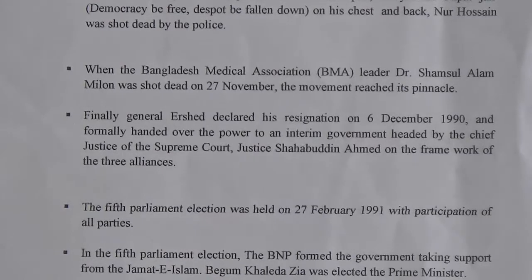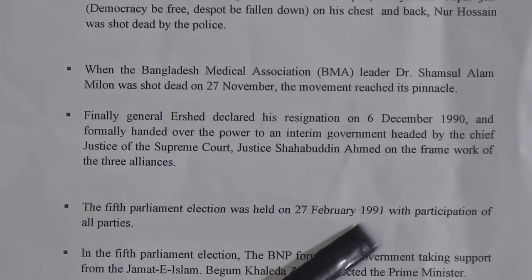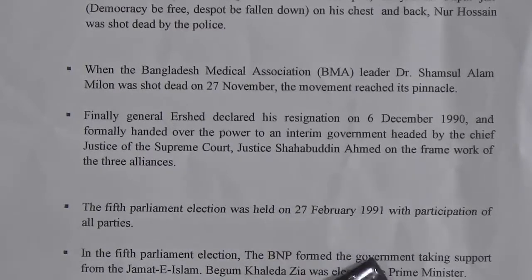After this, the 5th Parliament election was held on 27 February 1991 with participation of all parties. In the 5th Parliament election, the BNP formed the government taking support from the Jamaat-e-Islam. Begum Khaleda Zia was elected the Prime Minister.